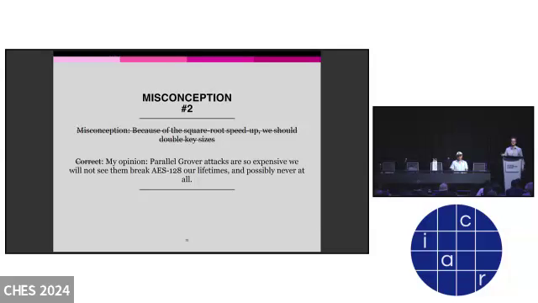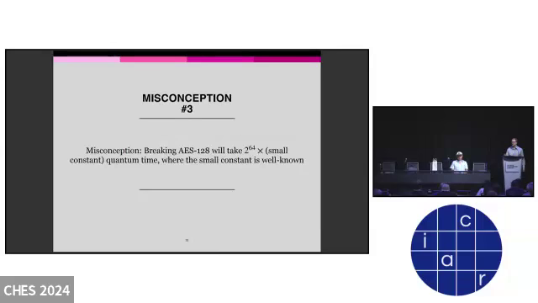And possibly never. When you start to look at the fundamental physical constants involved here, we're pushing at them. So then the last one I want to talk through is that it's going to take 2 to the 64 times some small constant, where the small constant is well known. And so already we've seen a problem. It's not going to be 2 to the 64 because of the parallelism.